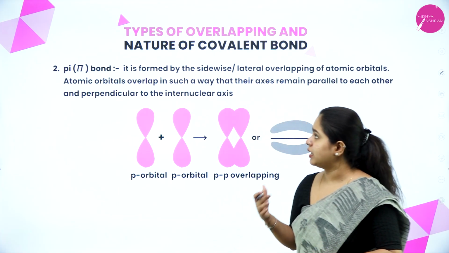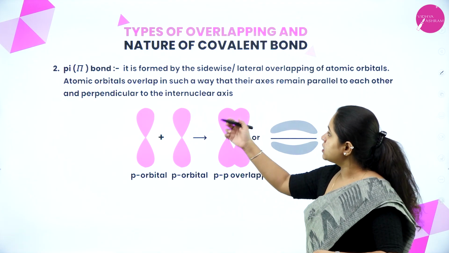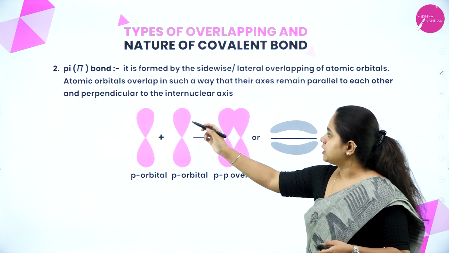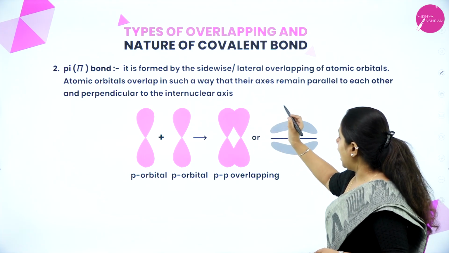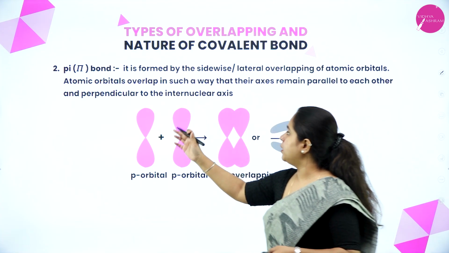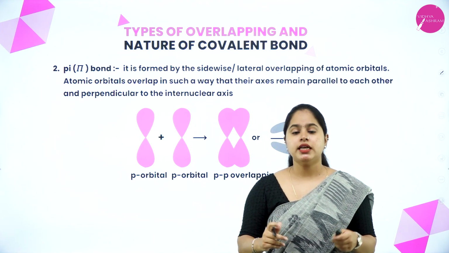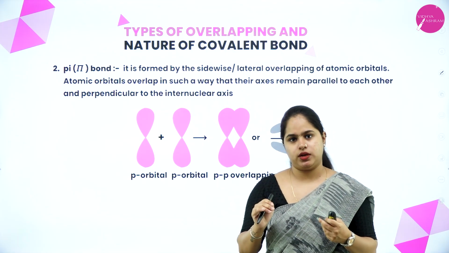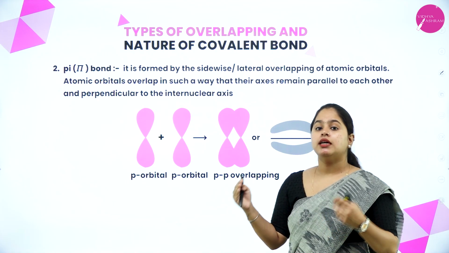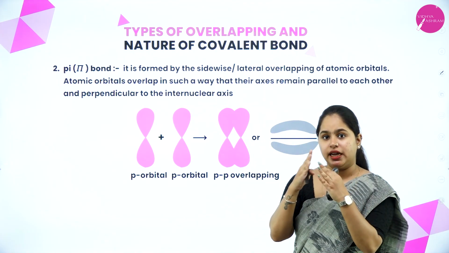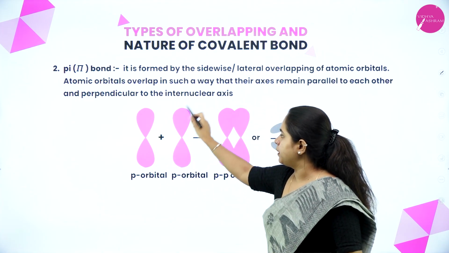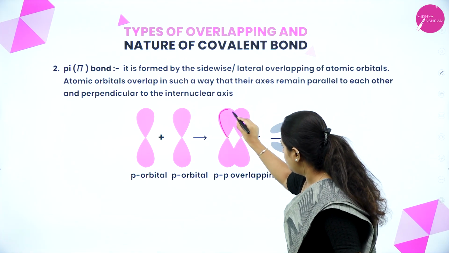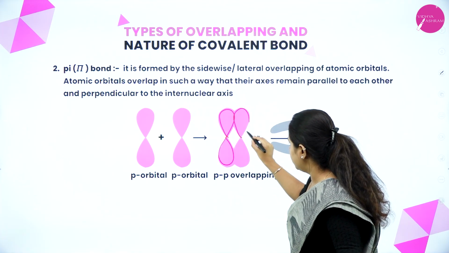Now moving on to the next one, that is the pi bond. Now what is a pi bond? It is formed by the sideways or lateral overlapping of atomic orbitals. The atomic orbitals overlap in such a way that their axes remain parallel to each other and perpendicular to the internuclear axis, right? So in a sigma bond, the orbitals were overlapping along the internuclear axis, but in the case of a pi bond, the atomic orbitals overlap sideways. As you can see, there is a p orbital here and a p orbital of another atom here. They overlap sideways.